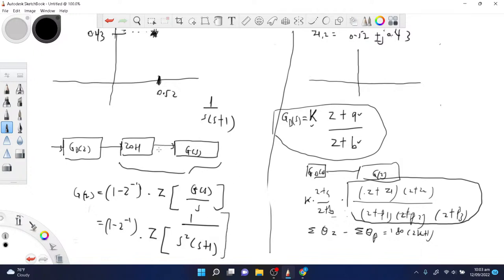If you have a cascade of a zero order hold and a transfer function, and you want to find the combined transfer function, it's given by 1 - z^-1 multiplied by the z transform of G(s)/s, where G(s) is this transfer function. If in the question G(s) is 1 over s(s + 1), just replace it here. Then you get 1 - z^-1 multiplied by the z transform of 1 over s squared (s + 1). So now here, you take your time.